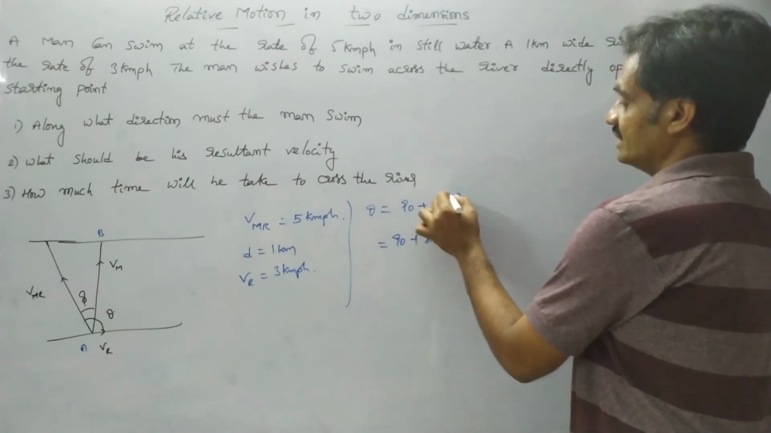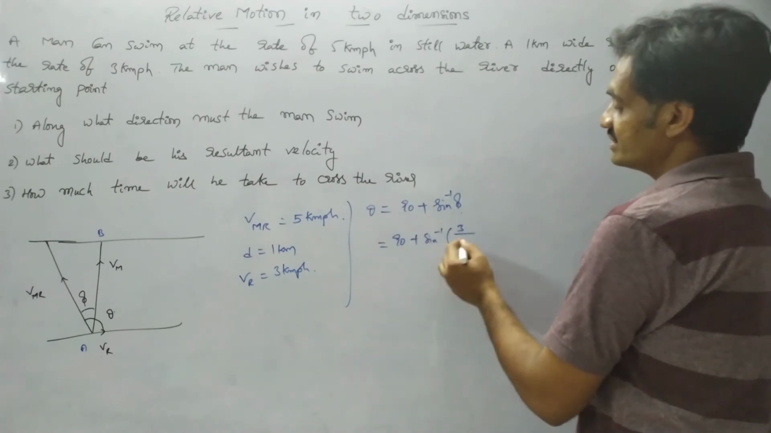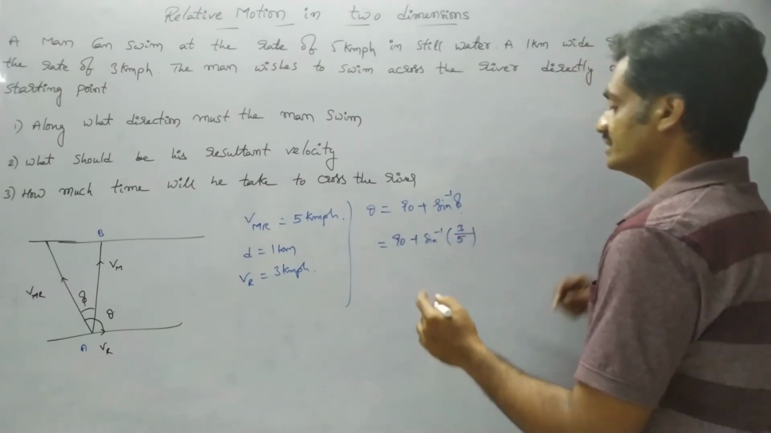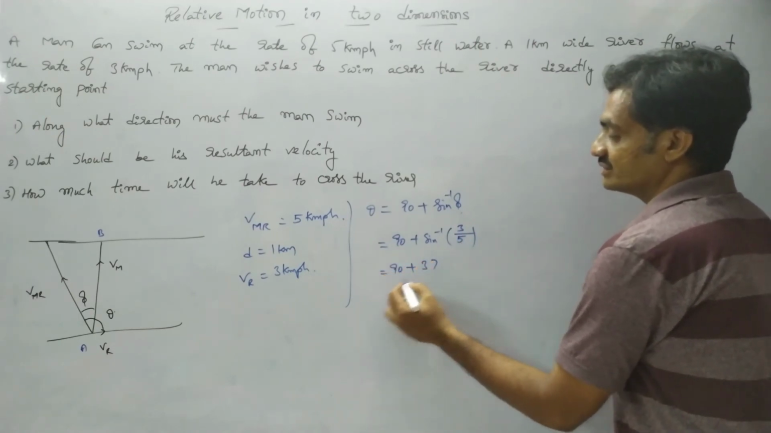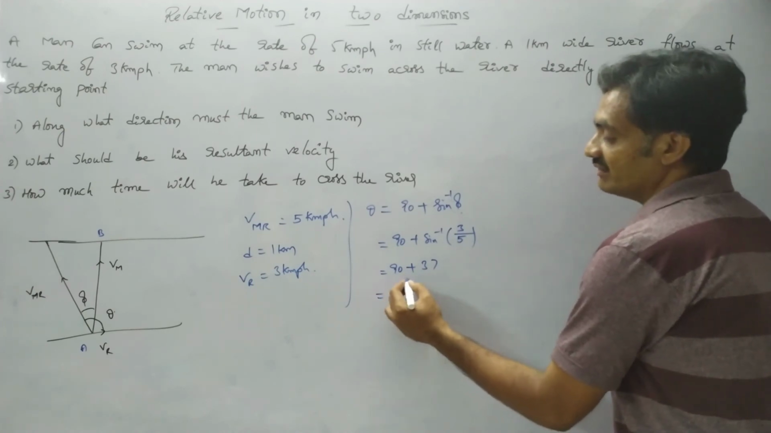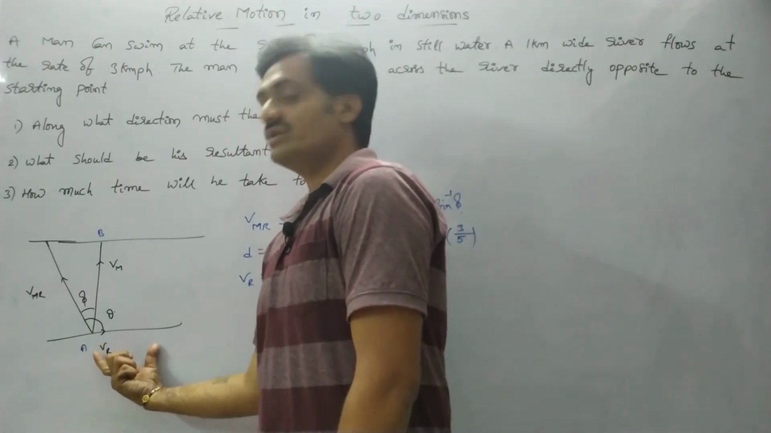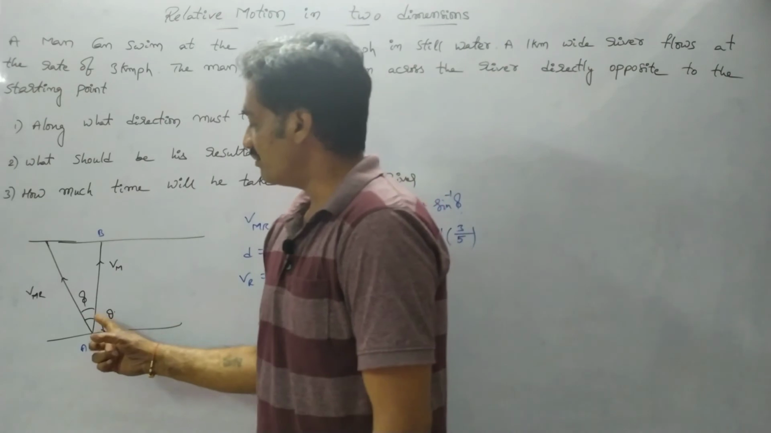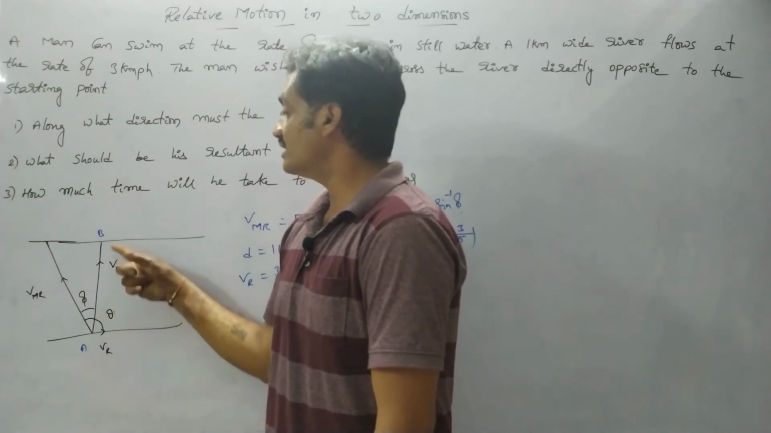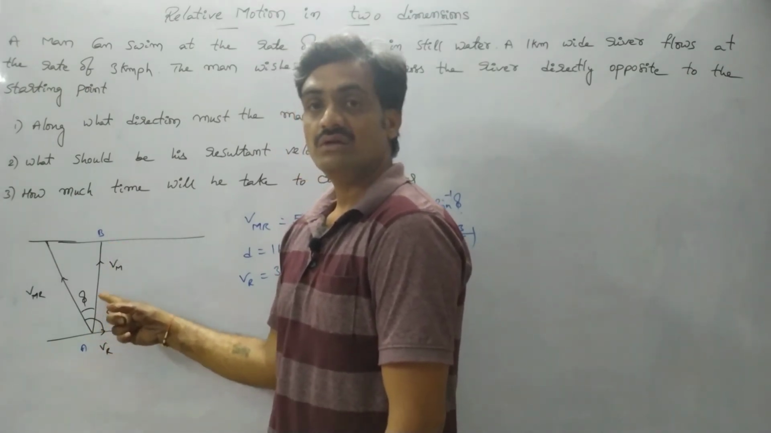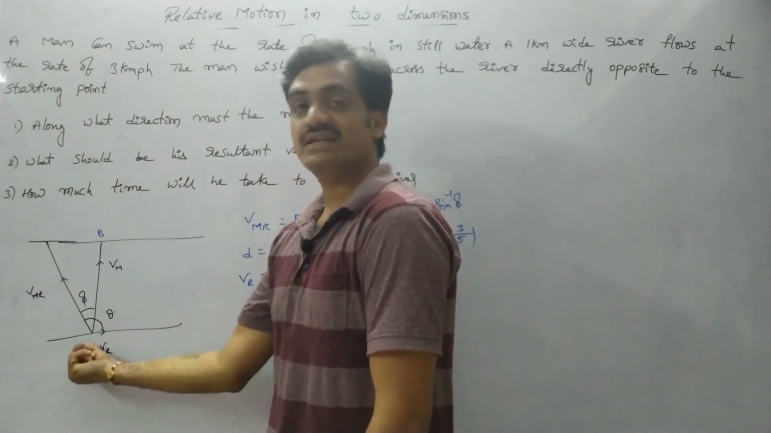So here we have sine inverse of opposite side, which is velocity of the river, 3, and the velocity of the man with respect to river is 5. So here we get 90 plus sine inverse of 3 by 5, which is 37. So the man has to travel with an angle of 127 degrees with respect to horizontal, or we can say that the man has to travel at an angle of 37 degrees with respect to perpendicular in order to reach the exact opposite point where he had started.